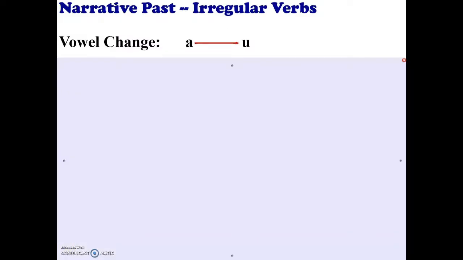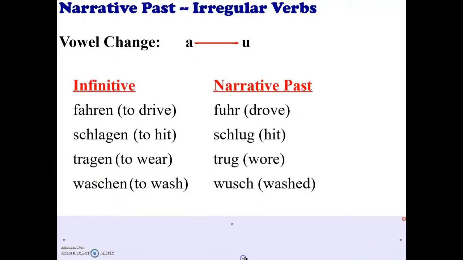And now I want to take a look at some of these patterns of vowel changes. So the first pattern that I had listed on the previous page was A changing to U. And here are some of the really most common German verbs that you've already learned that do this. So the infinitive fahren becomes fuhr, A to U. Schlagen, schlug, tragen, trug, and waschen, wusch.